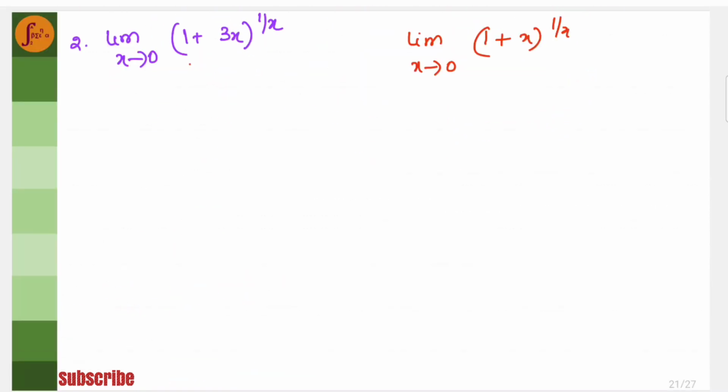Let's take another example. If you notice, this is of the form (1 plus x) to the power 1 by x. And what is the limit of (1 plus x) to the power 1 by x as x tends to 0? It is again e. But here we have 3x, and this and this are not matching. We need to have x here and x here, but here we have 3. So what are we going to do? We are going to bring in 3 here also.